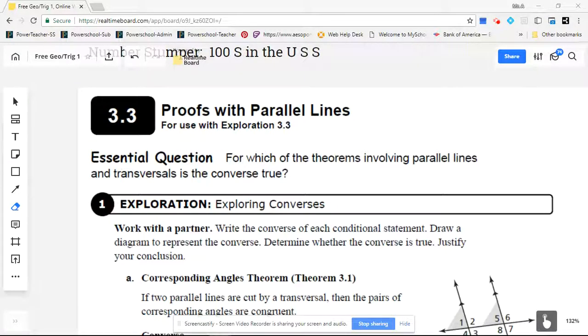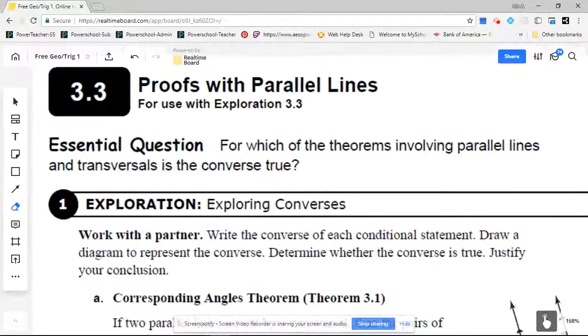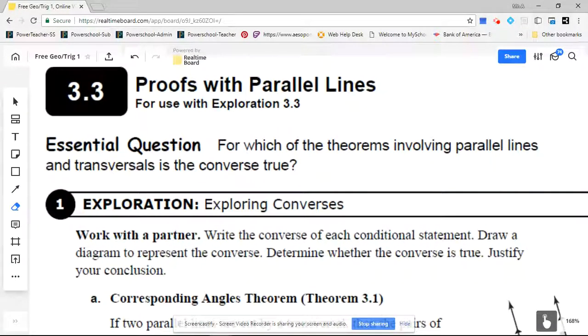All right, section 3.3, there is a very key word in our essential question. It says, for which of the theorems involving parallel lines, we talked about 4 theorems yesterday. 3 of them were congruent theorems. 1 of them was 180, added up to 180. Remember, there was only the 2 choices. Either they're equal or they add up to 180 when you've got parallel lines.